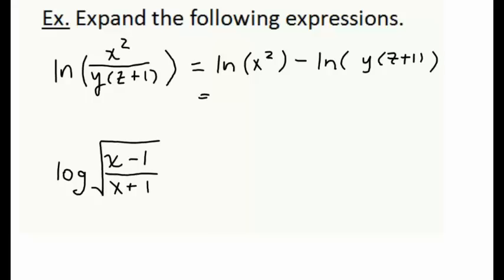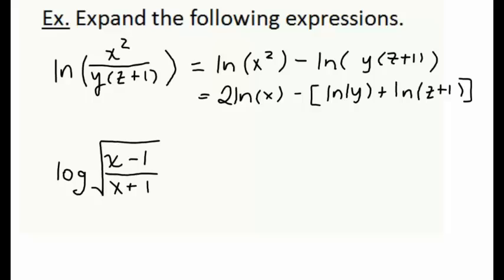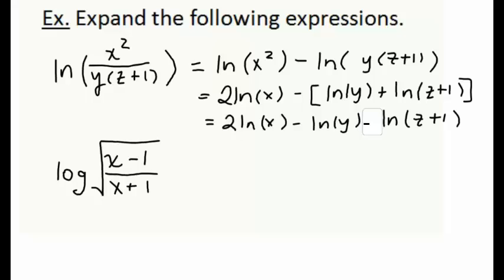And from here we can go on and do one more step. I am going to bring the squared power down out front so that we have 2 ln of x. And then I'm going to go ahead and break apart this multiplication into an addition to get ln of y plus ln of z plus 1. Now, of course, our last step here is just to expand our negative through, and our final answer here is 2 ln of x minus ln of y, minus ln of z plus 1.